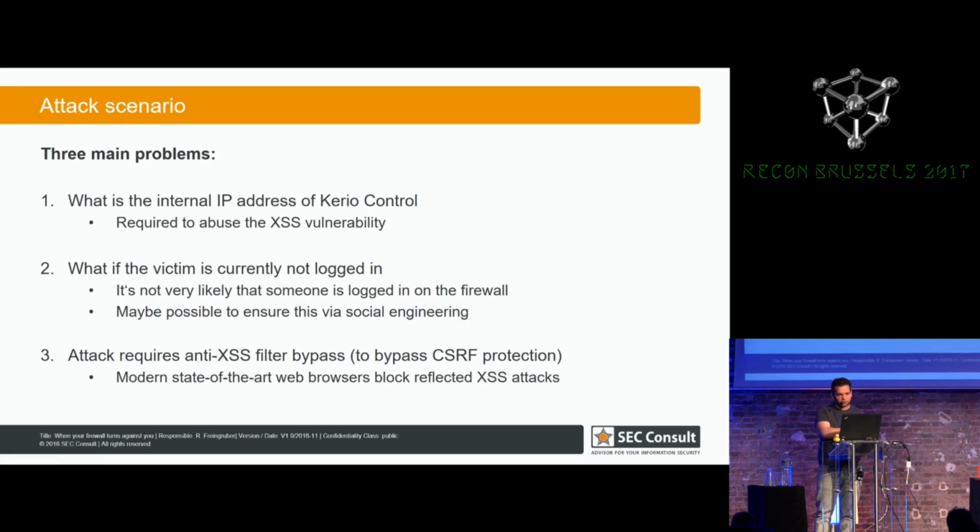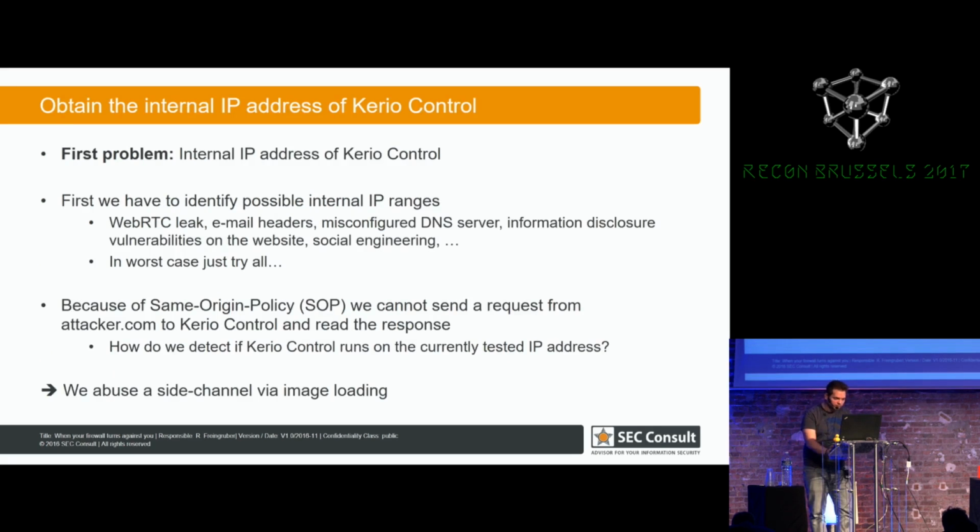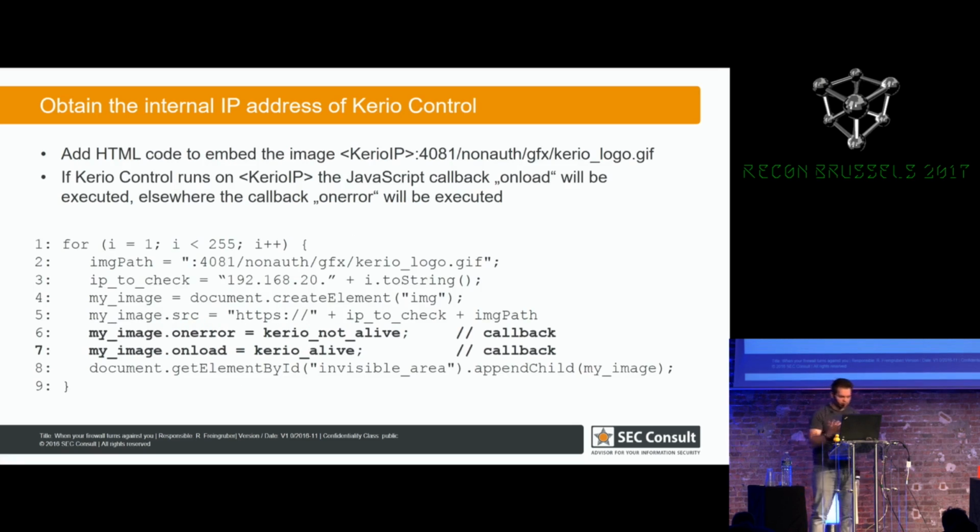So the first attack vector with the web stuff was just working against administrators, and for the second attack vector, I just wanted to make it work against every user because it's not so common that someone is logged in on the firewall. And of course, we also have to bypass the cross-site scripting filters or CSRF protection. To solve the first problem, we can use some kind of trick. I think it's already a well-known trick. What we can do is just try to load the Kerio logo from all possible IP addresses.